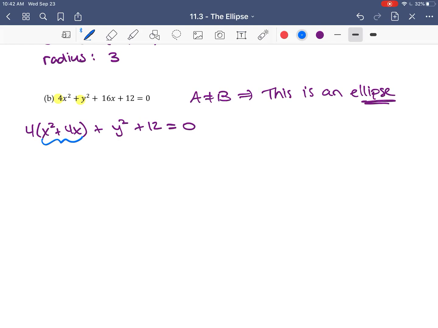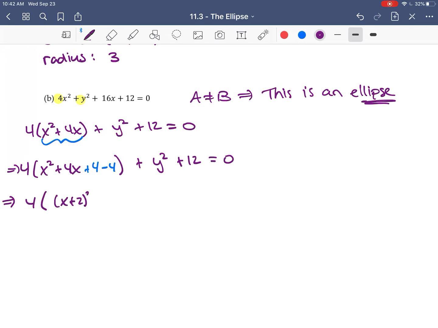This one, the y is already a perfect square. So for the x, I need to add 2 squared and subtract 2 squared. It needs to be inside that bracket. Then I'm going to get x plus 2 all squared minus the 4. So maybe I should just show you those brackets. So that goes together to be the perfect square.